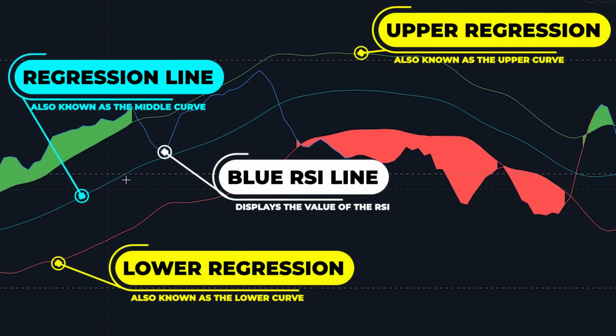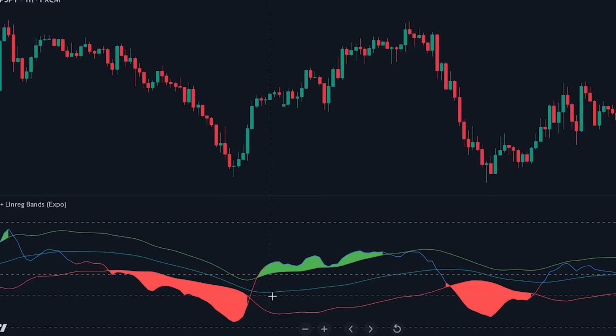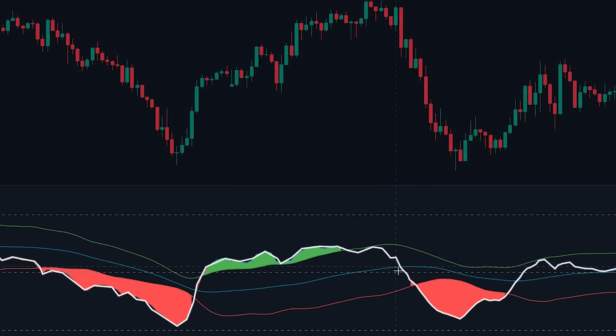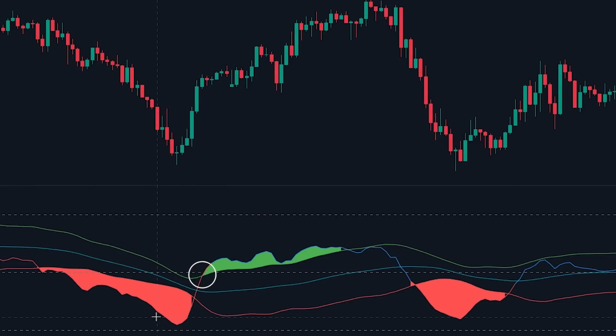Now that we know how the indicator works, let's take a look at how we can read the indicator. To interpret the RSI with self-adjusting linear regression bands, traders should look at the RSI value and the position of the RSI line in relation to the upper and lower bands. When the RSI line crosses above the upper curve line, it indicates that the market is overbought, suggesting that the market might be due for a bearish reversal when the RSI line crosses back below the upper curve line, signaling to traders to consider selling or shorting.